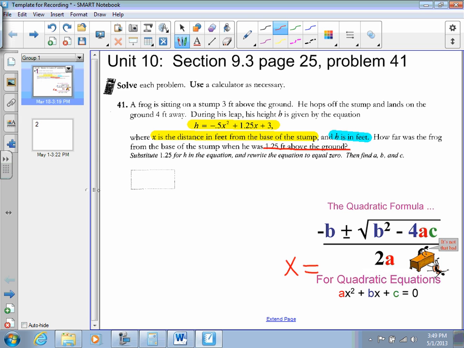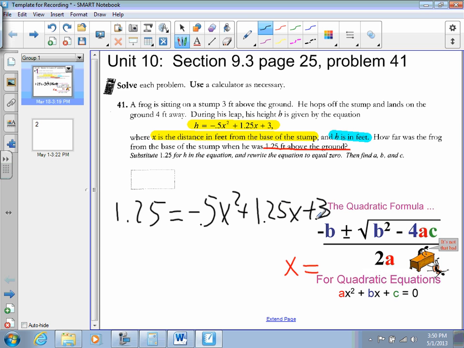So what are we going to do here? We're going to take this equation and we're going to rewrite it. We are finding x. They've given us h. So h we're going to replace with 1.25, and then that's going to equal negative 5/10 x squared plus 1 and 25 hundredths x plus 3.